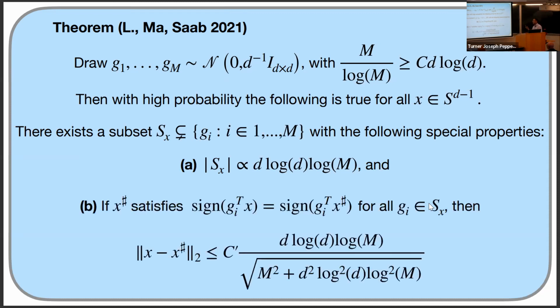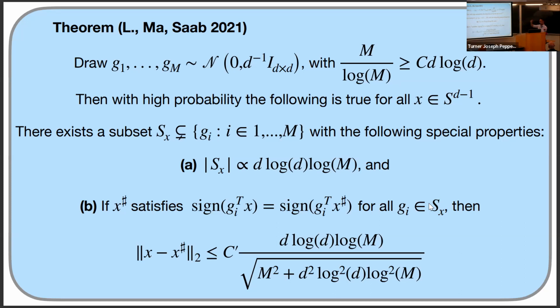And if you have any other vector on the sphere that has the same sign pattern as x coming from that subset, then you're pretty close to the truth. How close to the truth? Well, up to some log terms, order d over m, which is exactly what the JLBB result said.